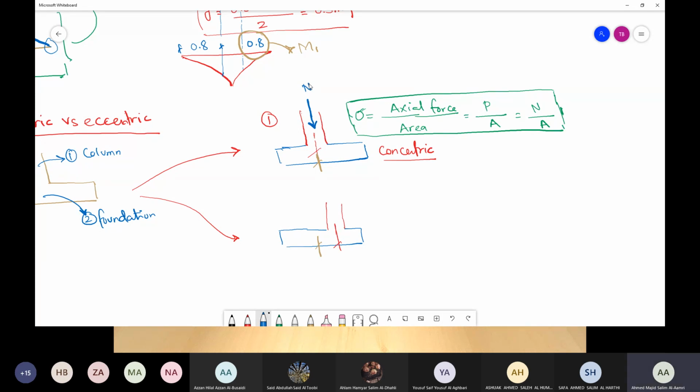Now for the second scenario, what will happen? We have the same N or the same P, let us call it P, as an axial force. But in the same scenario, what do we have now? We have a bending moment, and this bending moment is caused because of the eccentricity, which is here.